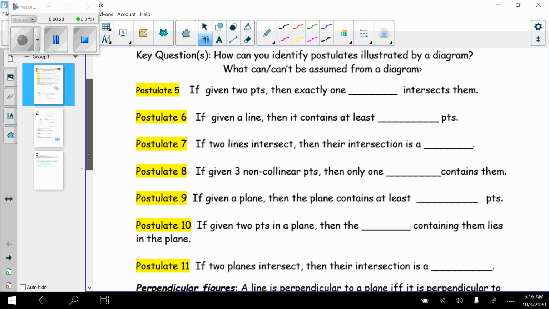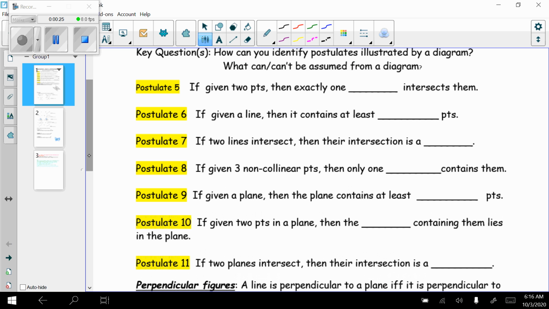So first let's talk about our postulates. Postulate 5: if given 2 points, then exactly one line intersects them. Postulate 6: if given a line, then it contains at least 2 points. So that's just our definition of a line, really. Postulate 7: if 2 lines intersect, then their intersection is a point. We know a lot of this already from chapter 1. We're using what we learned in chapter 1 here.